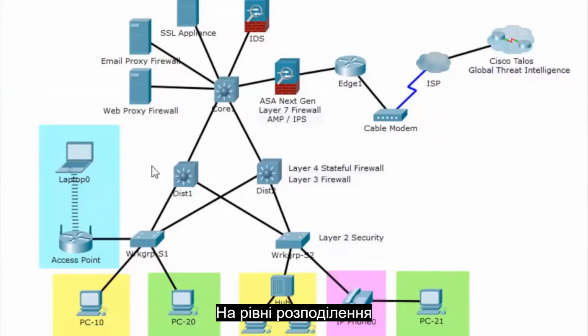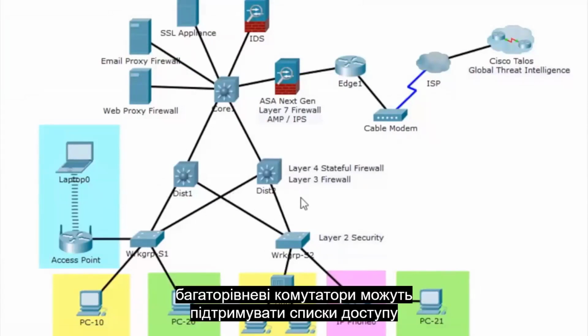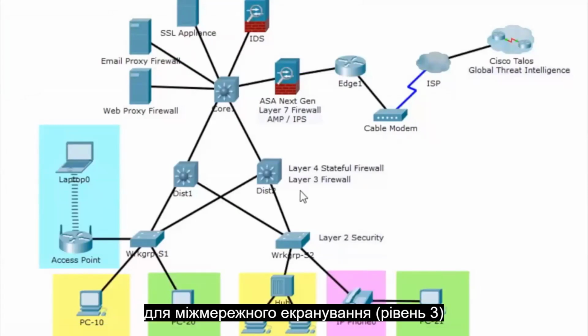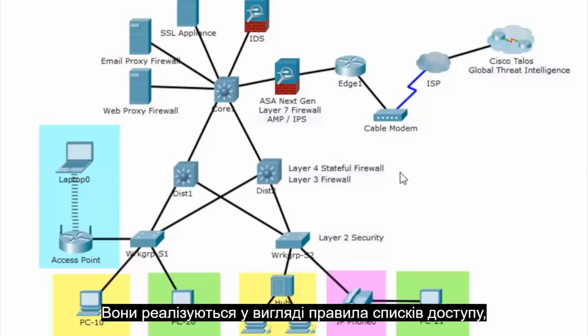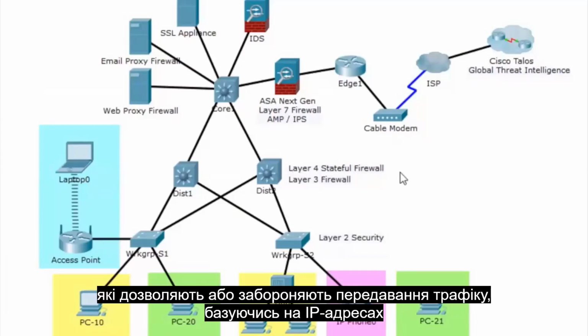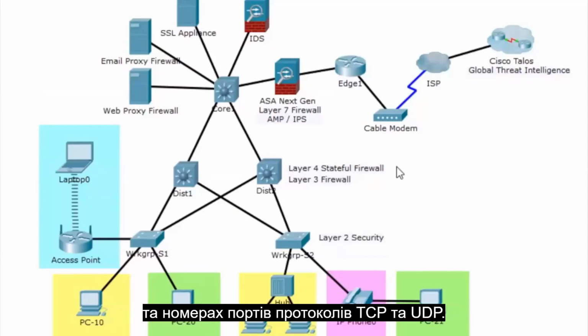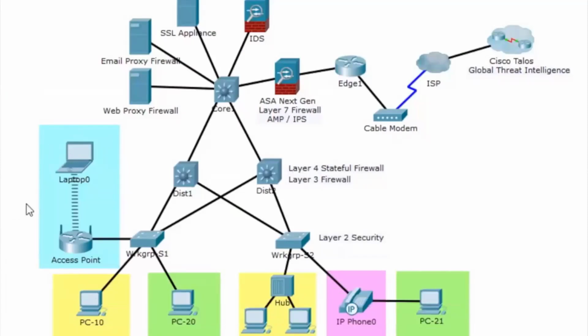At the distribution layer, the multi-layer switches can support access lists for a layer 3 firewall and a layer 4 stateful firewall. This is in the form of access list rules permitting and denying traffic based on IP addressing and TCP and UDP ports. On the wireless network, security can be added in the form of WPA2 encryption and authentication.